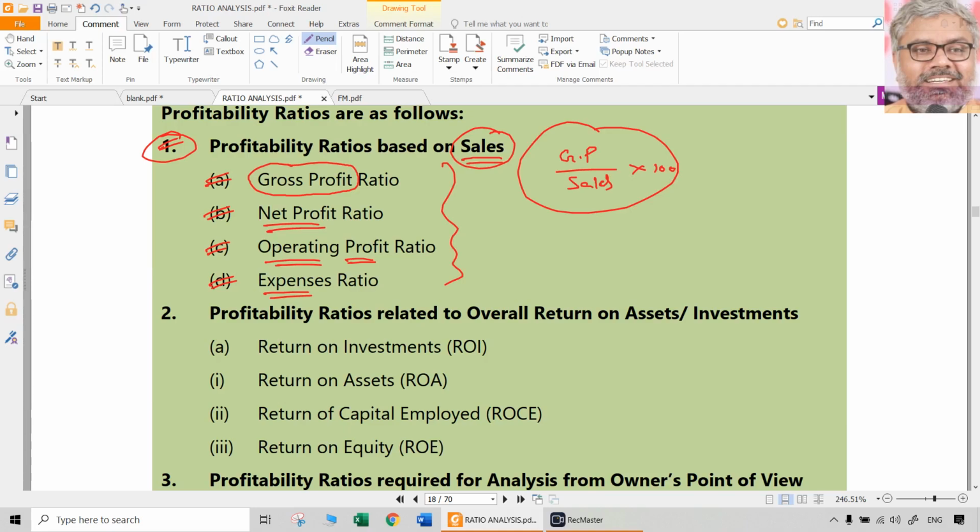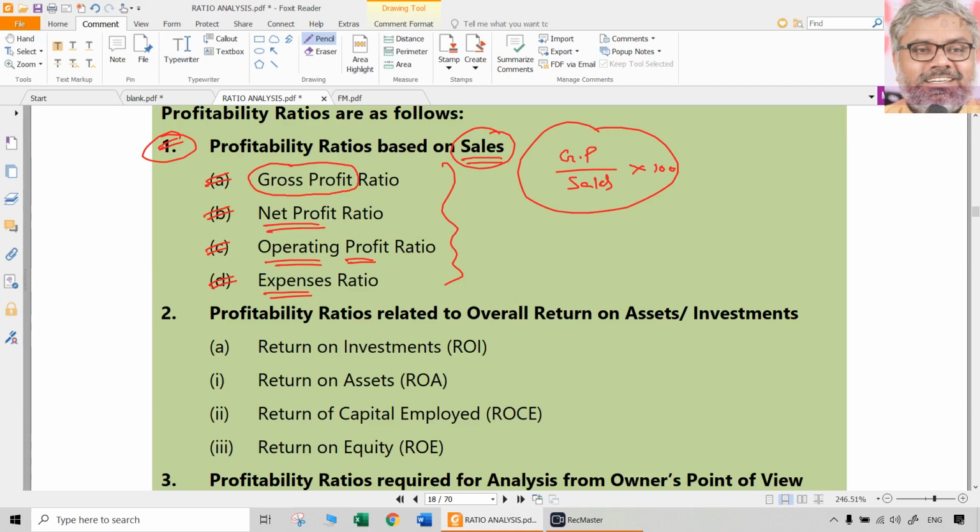Operating ratio is operating expenses plus cost of goods sold divided by sales into 100. Operating profit ratio is different, operating ratio is different, operating expenses ratio is different, and other expenses like financial expenses ratios can also be there, to indicate how much interest expenditure is paid or incurred in a particular year when compared with its sales.